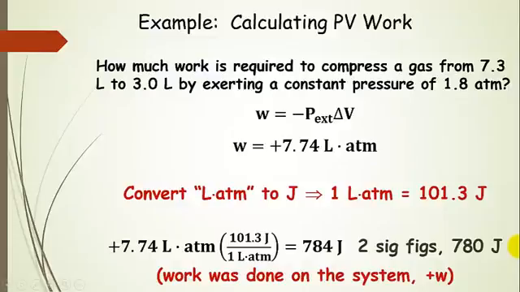Now again, going back up, looking at our problem, 2 sig figs, 2 sig figs, 2 sig figs, so it's unanimous. We need 2 significant figures. This number is less than 5, so we're going to round that down to 780 joules. Now, the last thing to notice about this problem is that the sign of the work is positive. So this is positive 780 joules, and that was work that was done on the system.